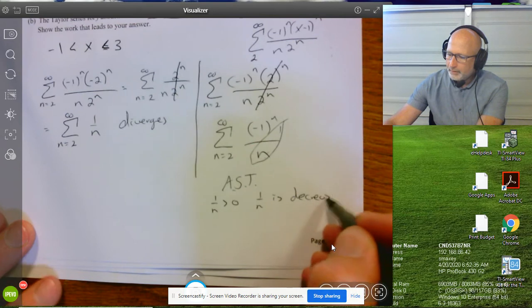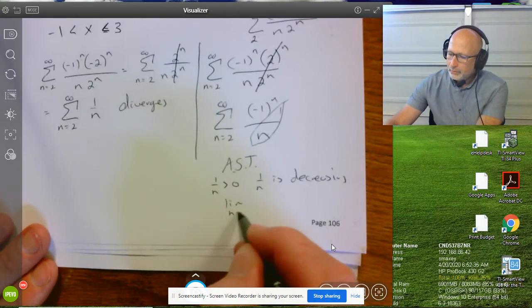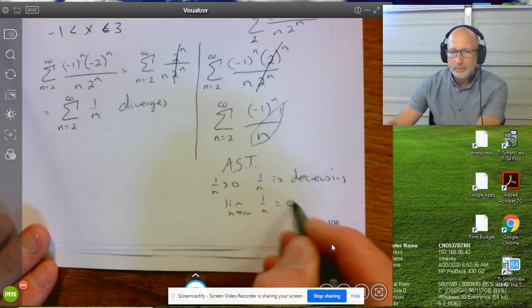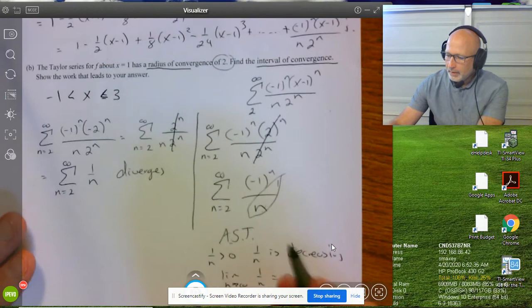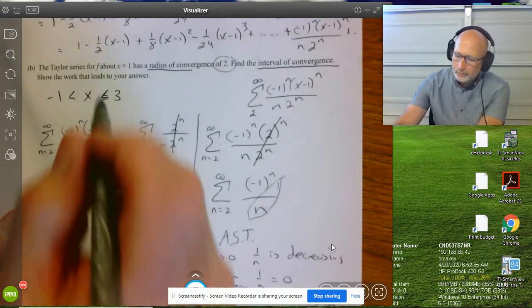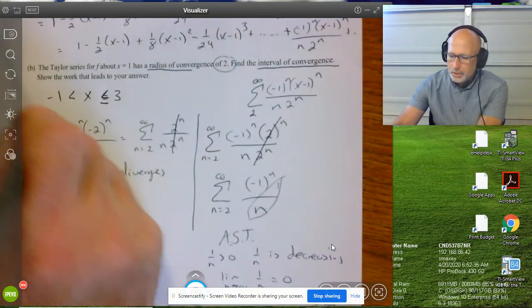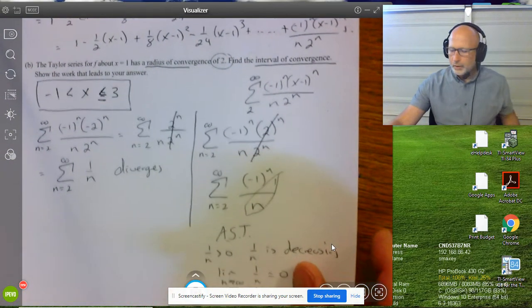You don't have to write this out. I'm just writing this out so you guys can see. And then the limit as n goes to infinity of 1 over n does equal 0. Okay, so by AST, this converges, which means when you plug in 3, it works. That means the interval of convergence should be that. Okay? Kind of cool question.